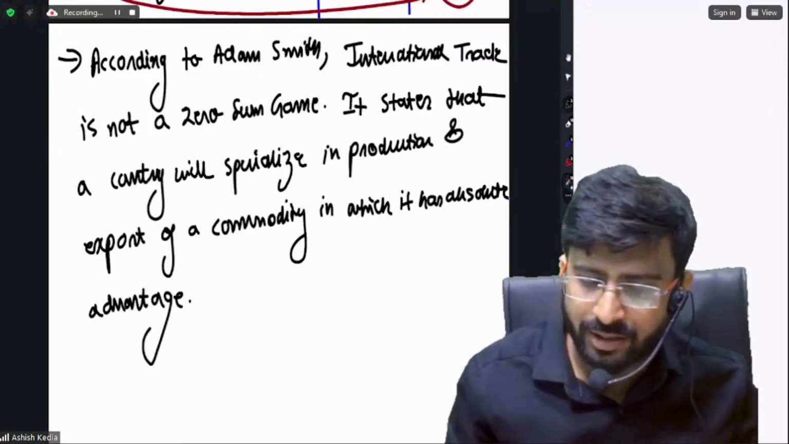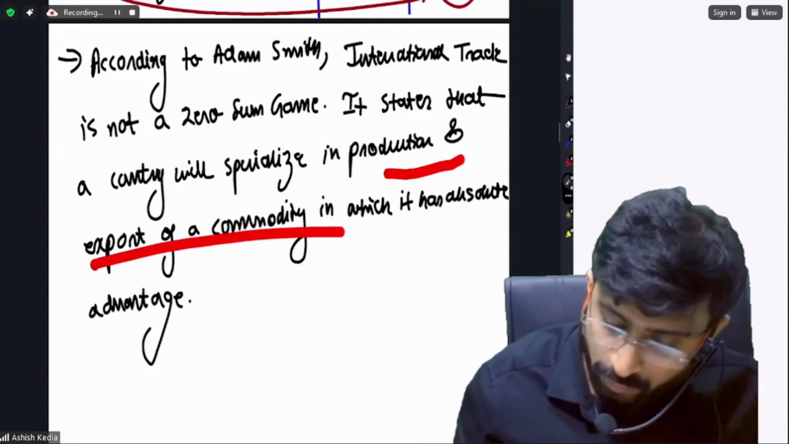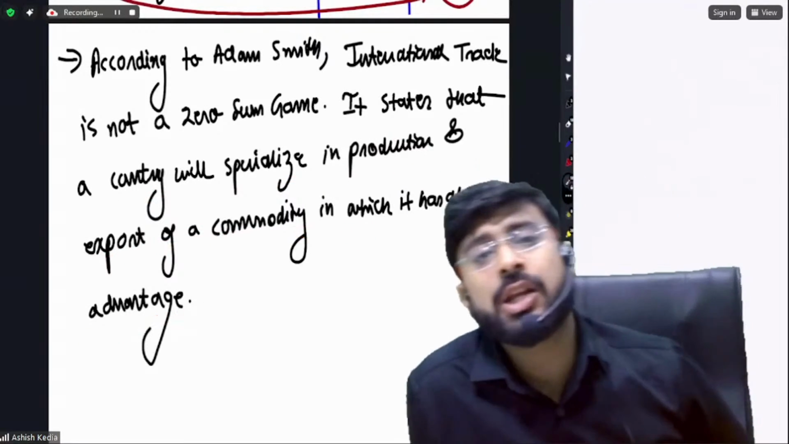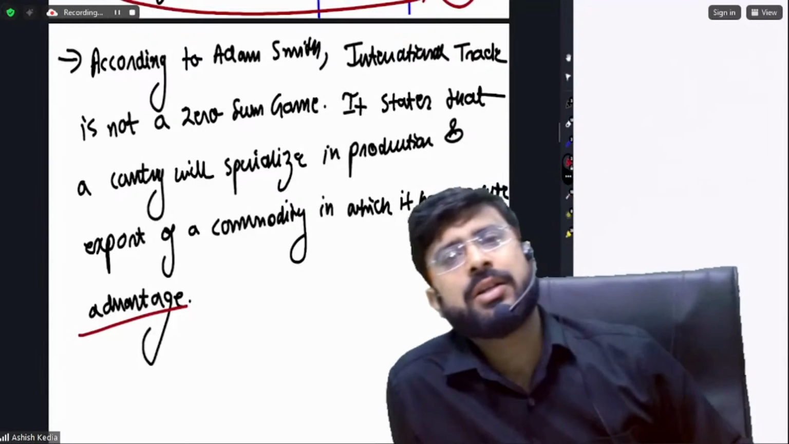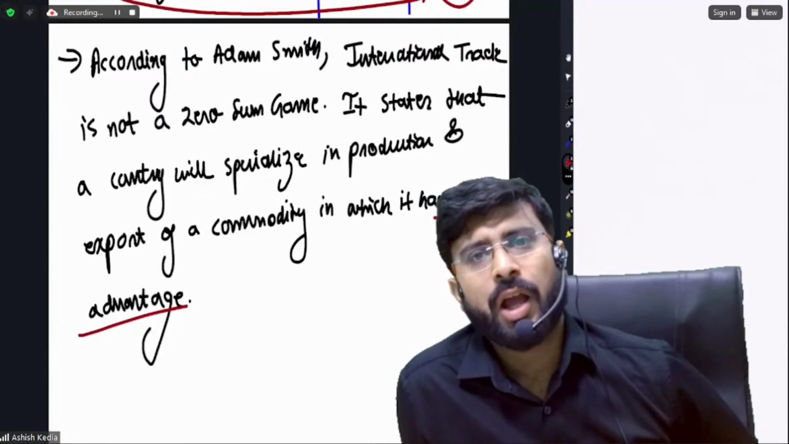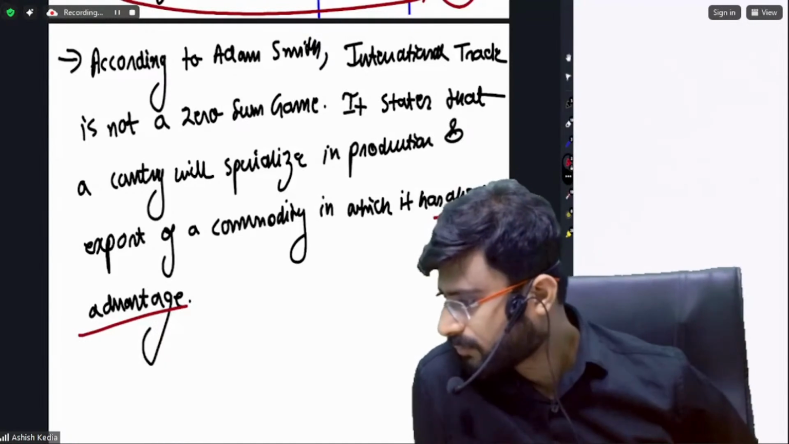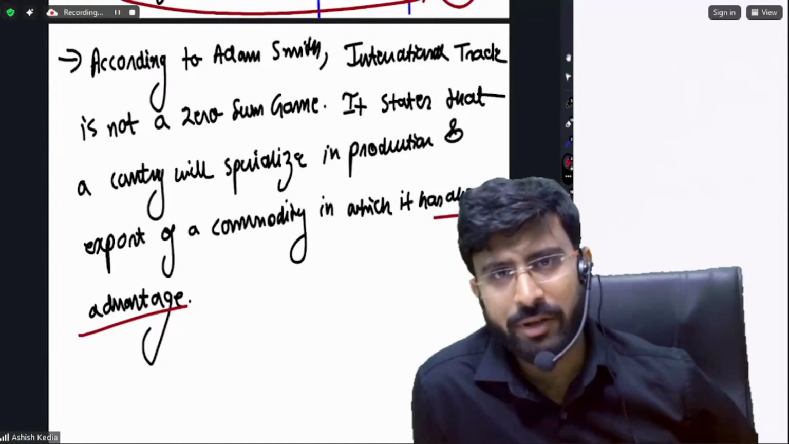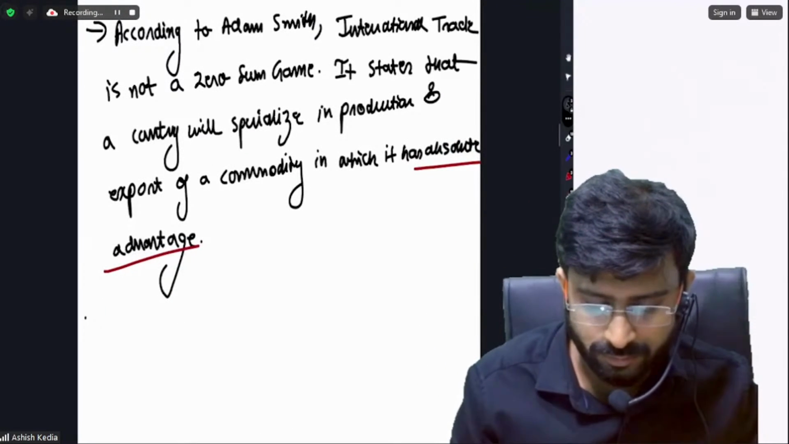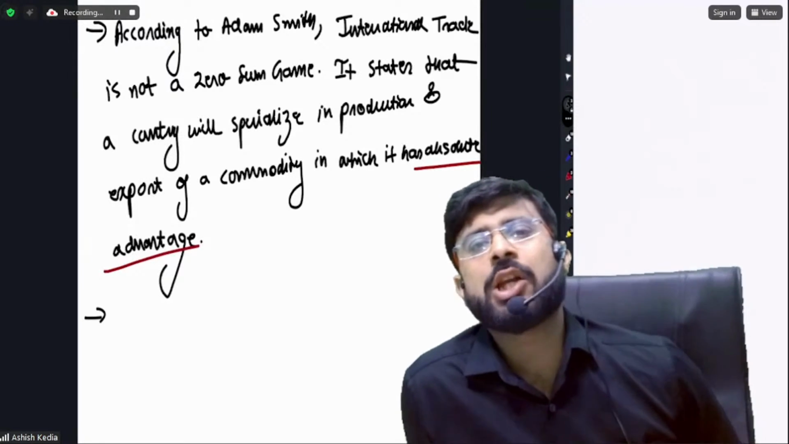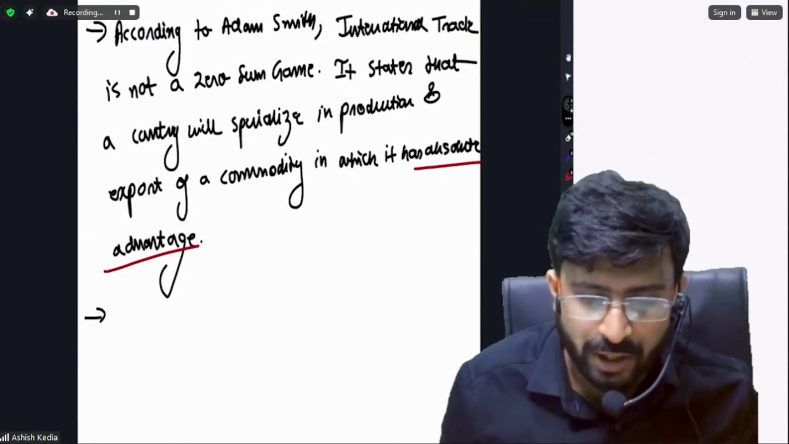According to Adam Smith, international trade is not a zero-sum game. It states that a country will specialize in production and export of a commodity in which it has absolute advantage. Very important, in which it has absolute advantage. Right, everyone?